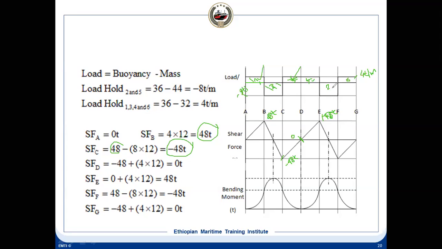After that, this area has to be deducted. So this is plus 48. Exactly the same way, this area is minus 8 multiplied by 12, so we'll have to deduct that. So E is 48, and F is 48 minus this, so we'll get a value of minus 48. It means this will be minus 48.